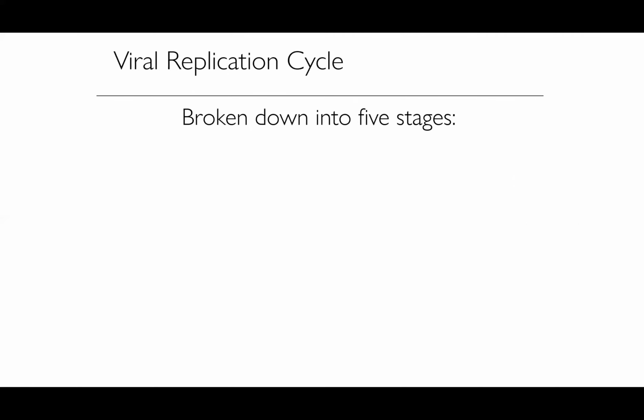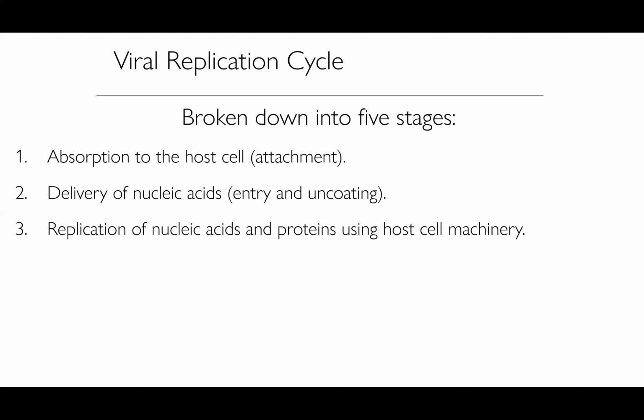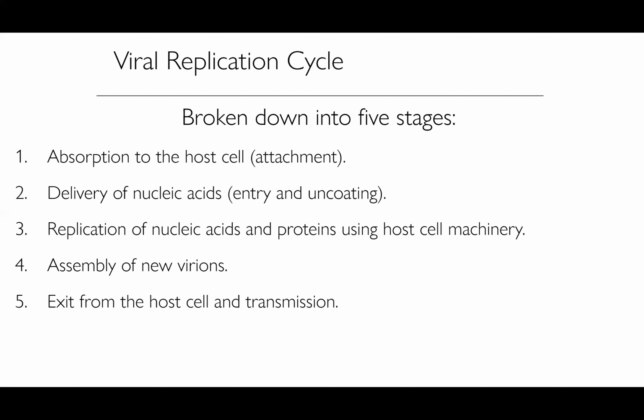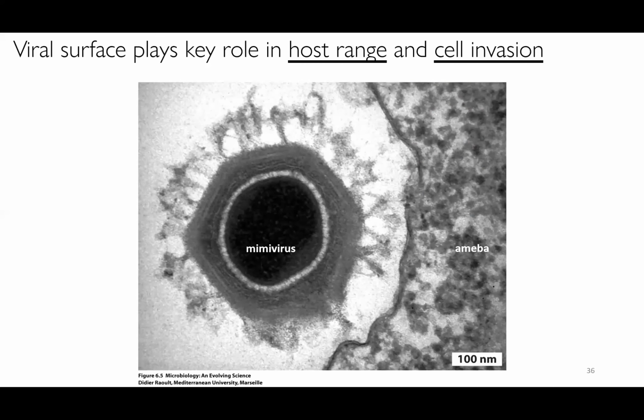Okay. So the viral replication cycle itself is broken down into 5 stages: adsorption to the host, or attachment, delivery of nucleic acids, replication of nucleic acids and proteins using the host machinery, then assembly of new viral particles, and finally exit from the host and transmission. We're going to talk about influenza to illustrate this process. It's going to be the model for the day. Influenza is an enveloped RNA virus.